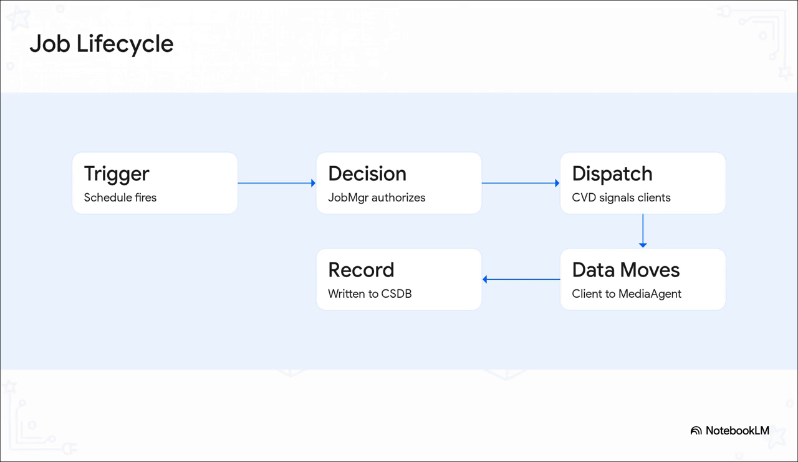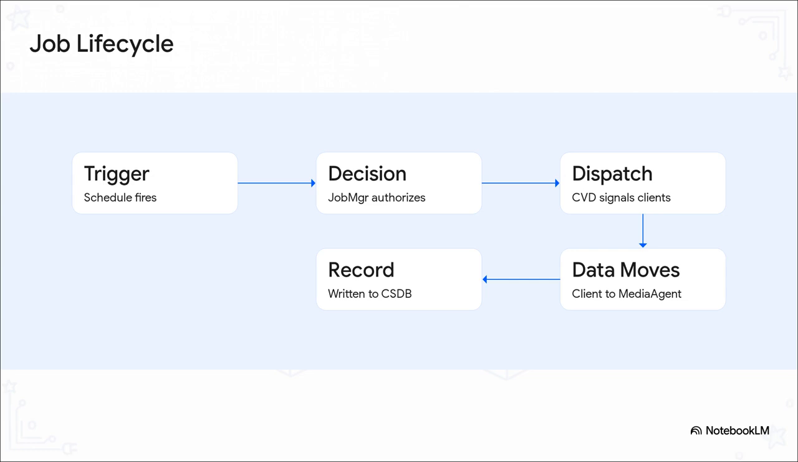Step 3, dispatch. CVD acts as the messenger and signals the client and media agent to get moving. And hey, there's our golden rule again. Control flows out, but the data does not touch the CommServe. Step 4, data moves. The client sends its data straight to the media agent to be deduplicated and stored. The CommServe is just watching from the balcony at this point.